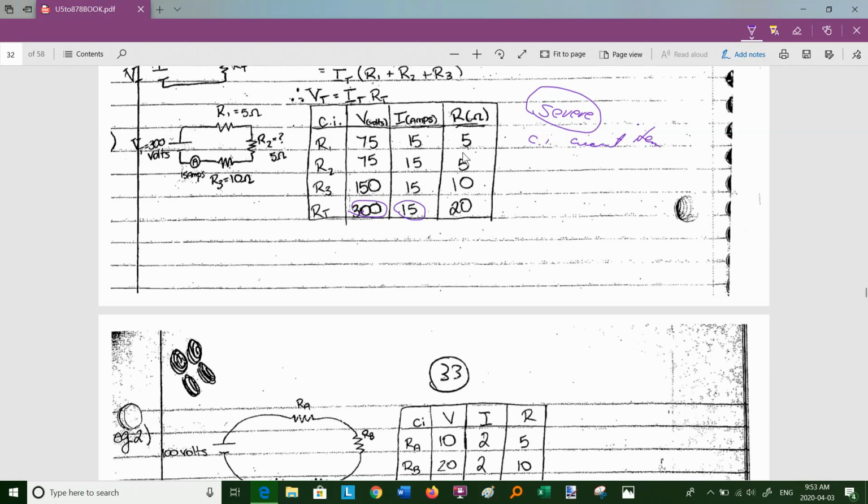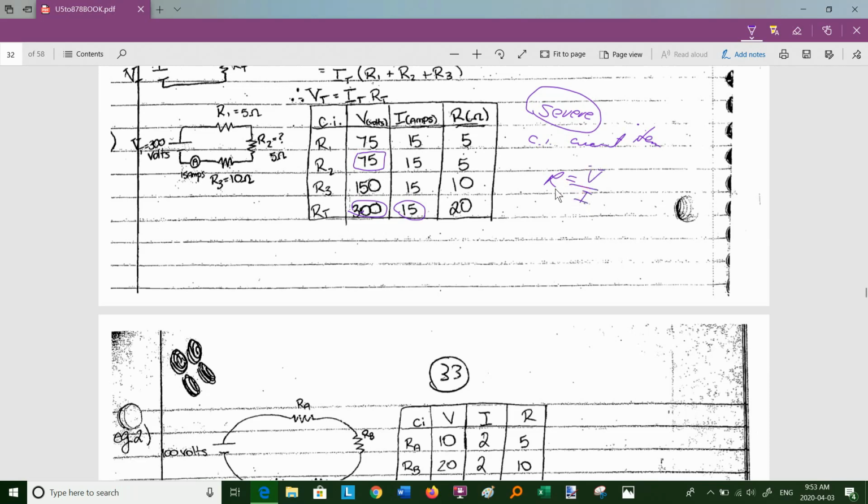resistor. R1 is 5 ohms times 15 amps, so 75 volts have to go across R1. R3 is 10 ohms times 15 amps, so 150 volts has to go across R3. Well, if the total voltage is 300, and R1 is 75 volts, and R3 is 150, so add those together, it's 225, then R2 has to be 75 volts. And if R2 is 75 volts, and you know the current is 15 amps, then R is V over I.